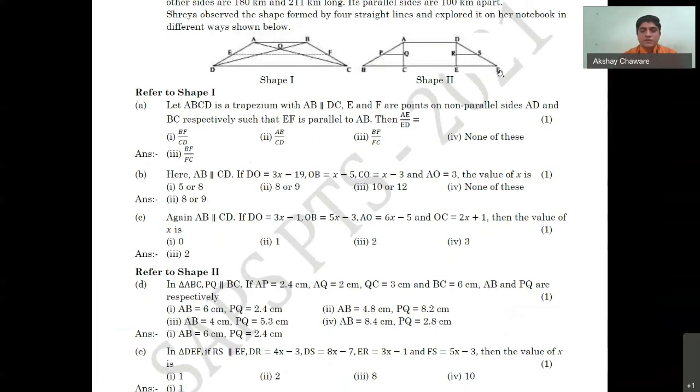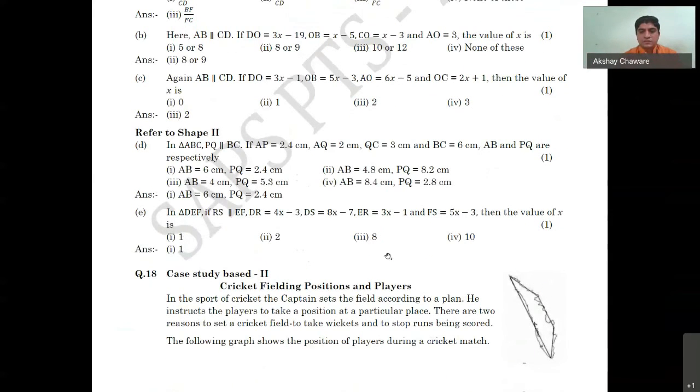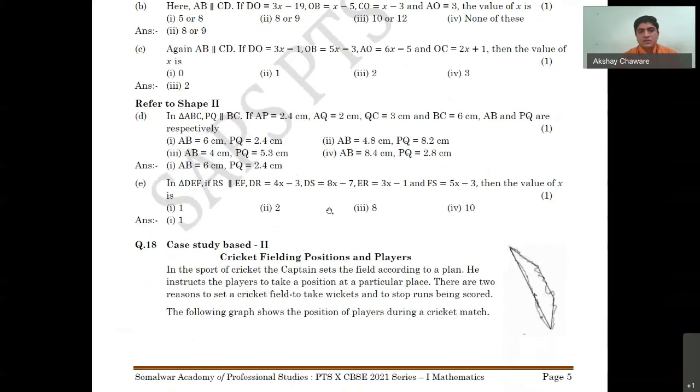If you observe here, FS is given, ER is given, DS is given, and DR is given. So here simply we can say RS is parallel to EF, which is given, and that's why we can use BPT here. So DR upon ER is equal to DS upon SF, and after substituting respective values we will get the answer, and that answer is nothing but 1.